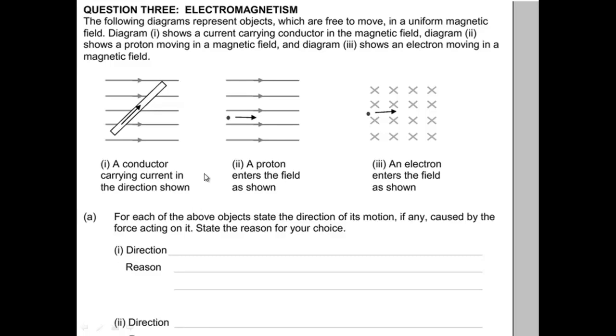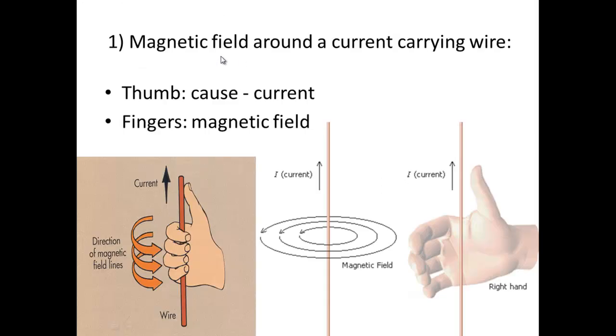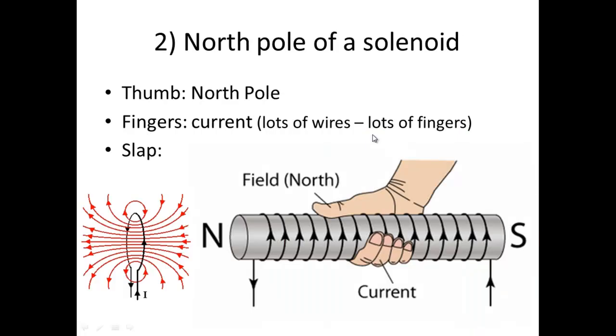The first thing I'd like to do is just quickly go over the 4 right-hand rules. The first one is a magnetic field around a current carrying wire. So you have a current carrying wire, and a magnetic field goes around it where your thumb is the direction of the current, and your fingers wrap around because there's lots of magnetic field lines. Rule number 2 is for a solenoid. Your fingers are the current for a solenoid, and your thumb points towards the north.